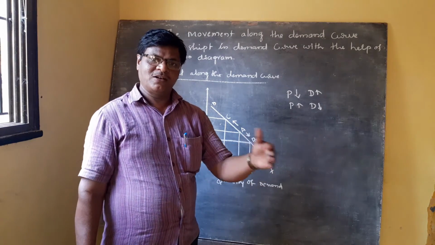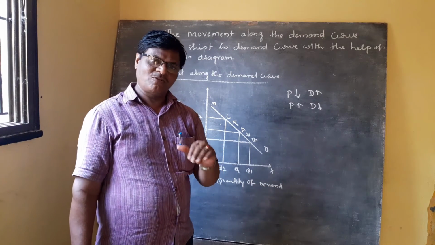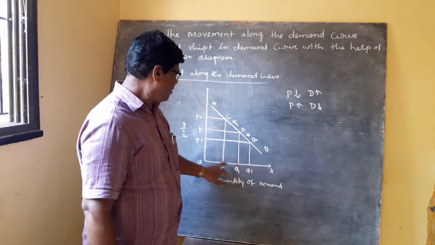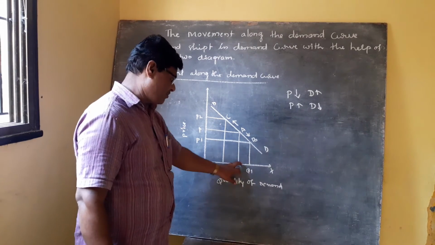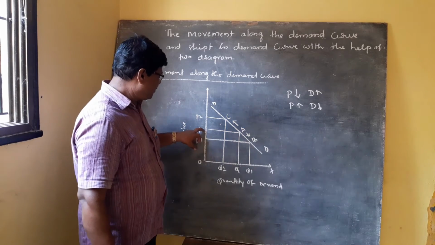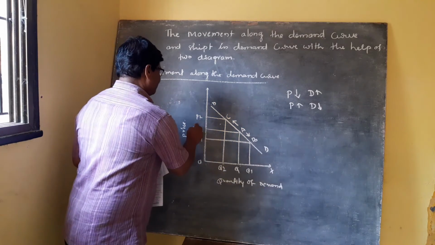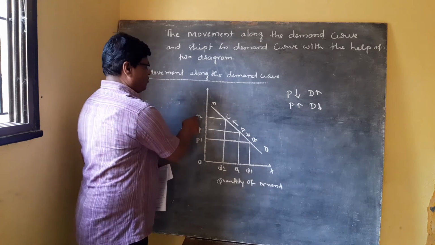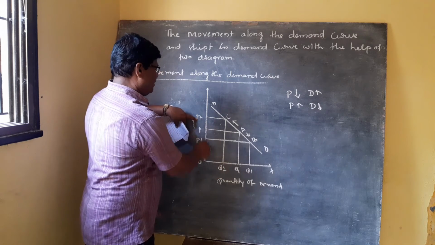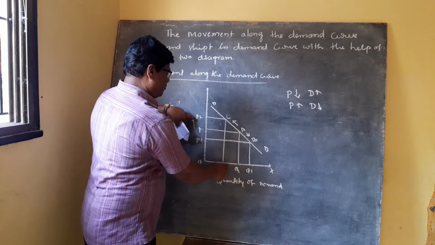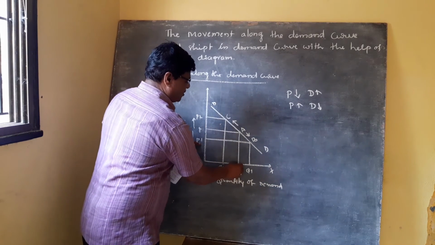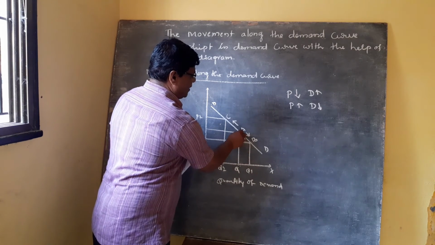It may be an upward movement or a downward movement. Upward, when price rises, demand falls. That means A to C, demand falls from OQ to OQ2, and the quantity demanded is decreased. When the price falls from OP to OP1, the demand increases from OQ to OQ1.